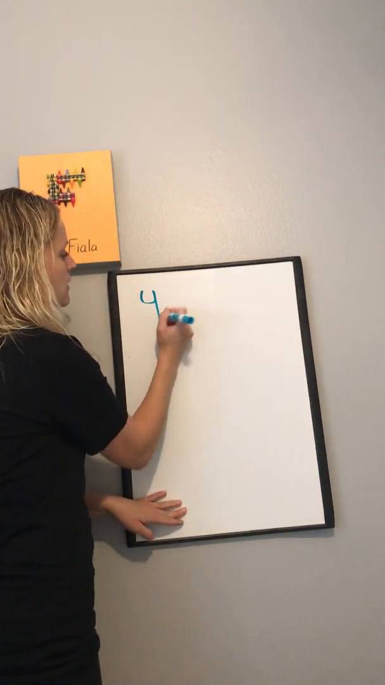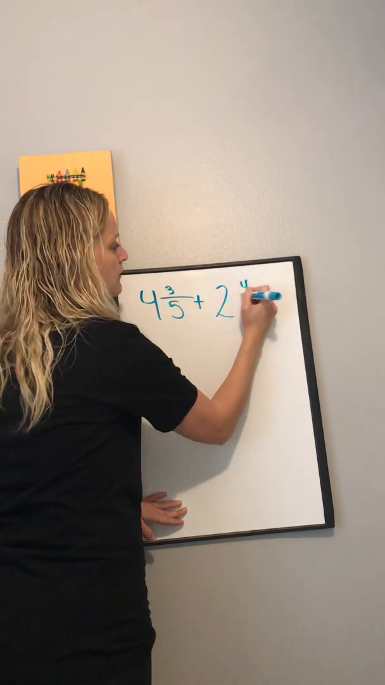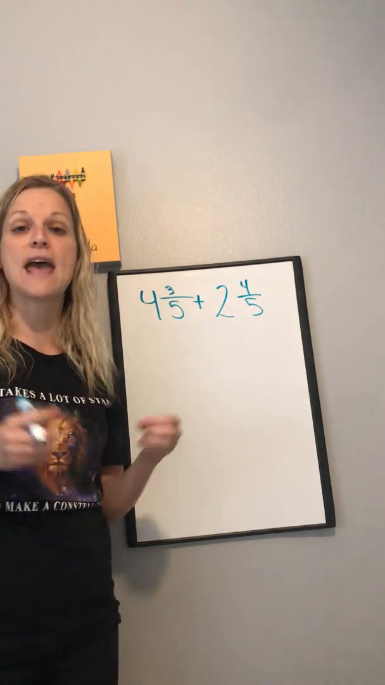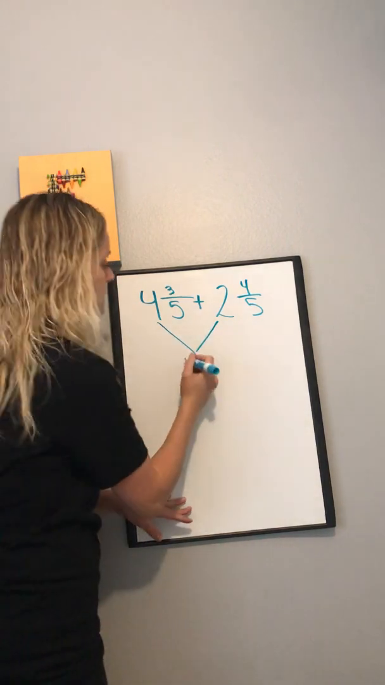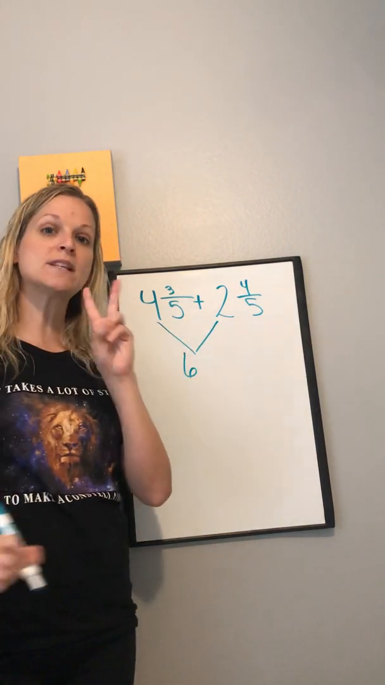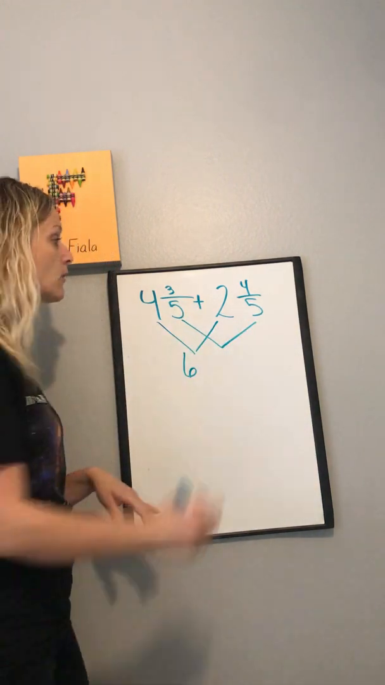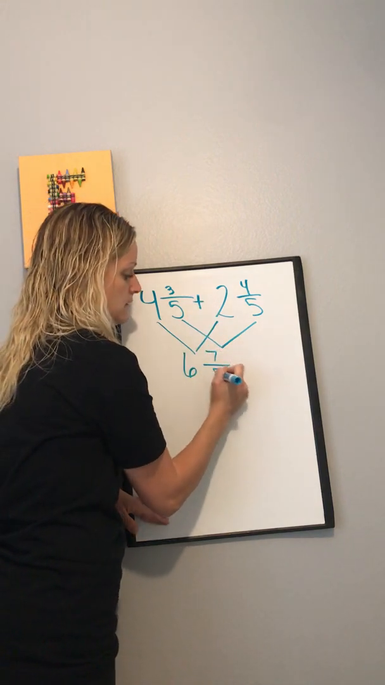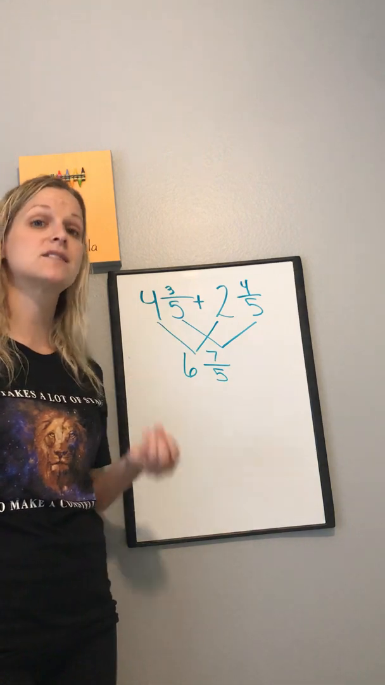Alrighty, let's say we have 4 and 3/5 plus 2 and 4/5. Step number 1, when we're adding mixed numbers, is to add the whole numbers first. 4 plus 2 is 6. Step number 2 is to add the fractions. 3/5 plus 4/5. Remember, you just add your top numbers, so 4, 5, 6, 7/5. My last step is to change the improper fraction to a mixed number.